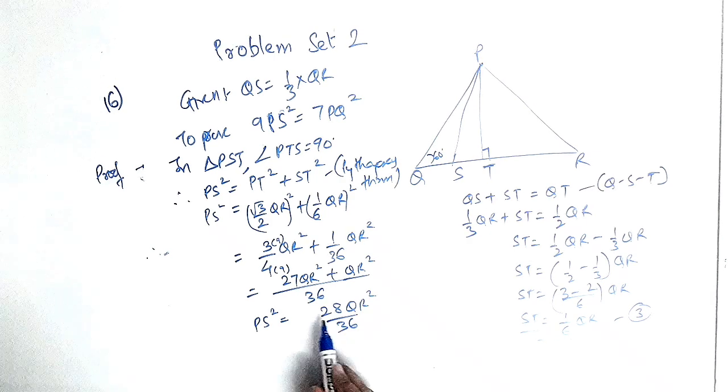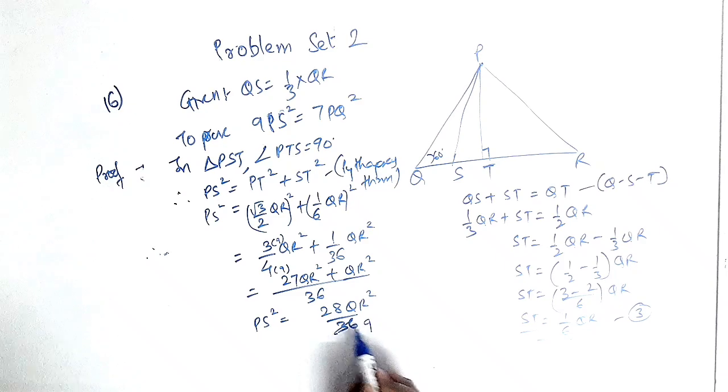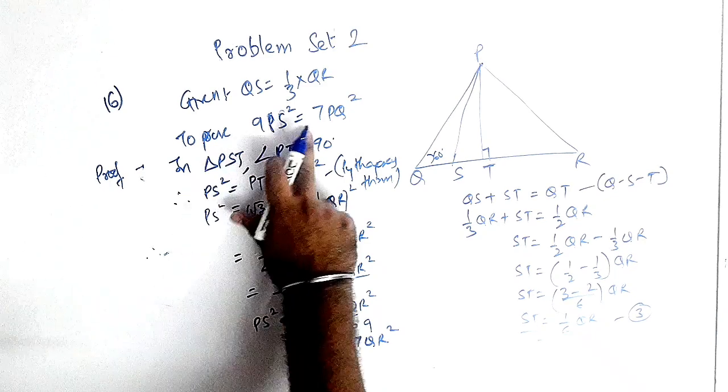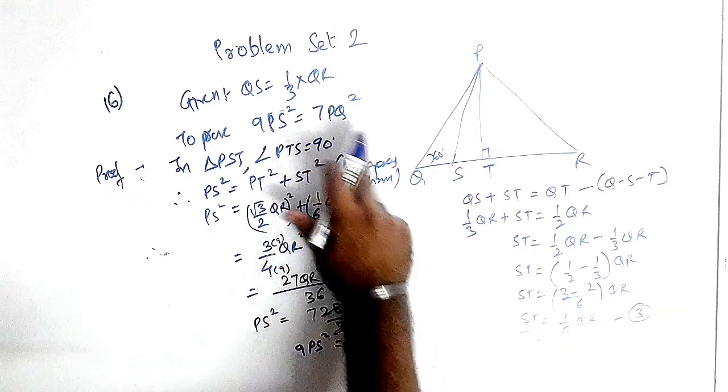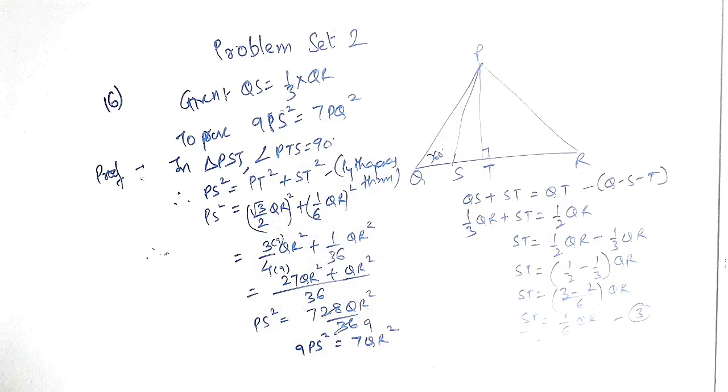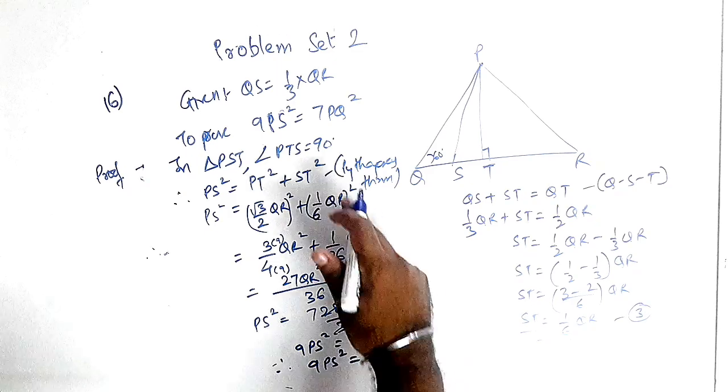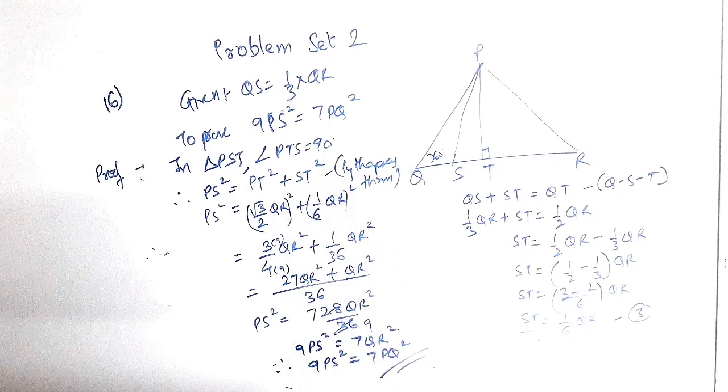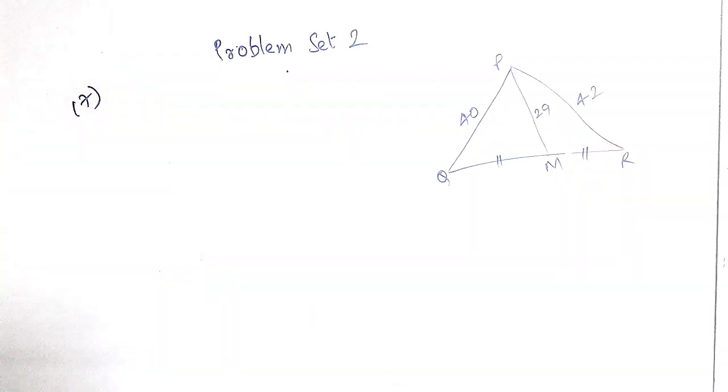Okay, once I cancel this, I can cancel this by 4, 4 9s are 36, 4 7s are 28. So 9 will move there, it will be 9 ps square is equal to 7 qr square. I can replace qr with pq because they are sides of an equilateral triangle. Therefore 9 ps square is equal to 7 pq square. So this is how we proved the 16th one. Okay, hence it is proved.